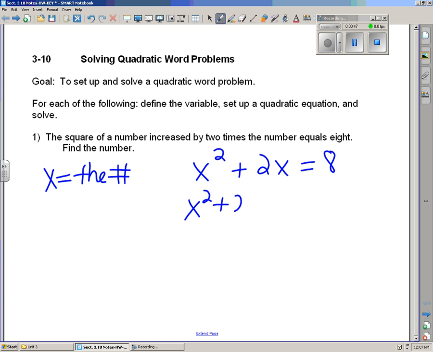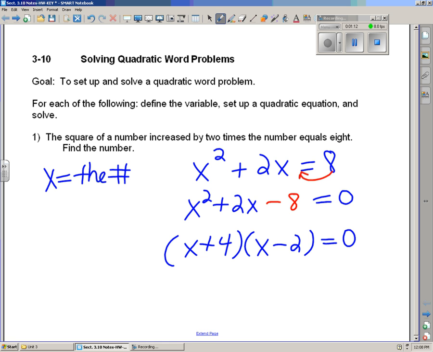So x squared plus 2x, how does the 8 come from the right to the left? You've got to move it over by subtraction, equal to 0. This has got 3 terms. There is no GCF. It's an IM. So what two numbers are going to add to 2 but multiply to negative 8? That would be (x + 4)(x - 2).